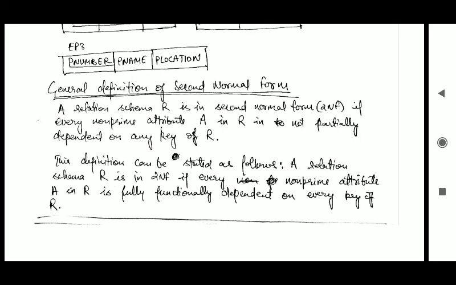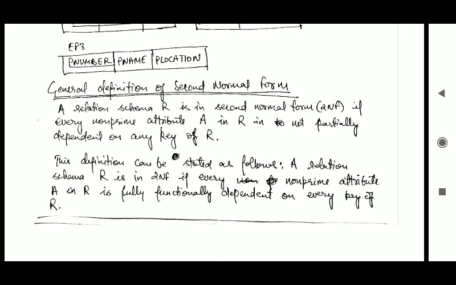Now there is also a general definition of second normal form. So what is the general definition of second normal form? A relation schema R is in second normal form, or 2NF, if every non-prime attribute A in R is not partially dependent on any key of R. This definition can be stated as follows: a relation schema R is in second normal form if every non-prime attribute A in R is fully functionally dependent on every key of R.